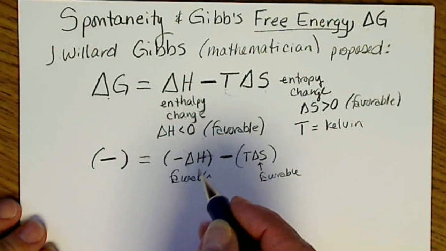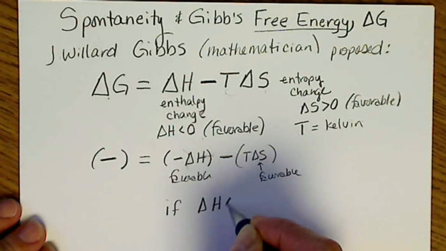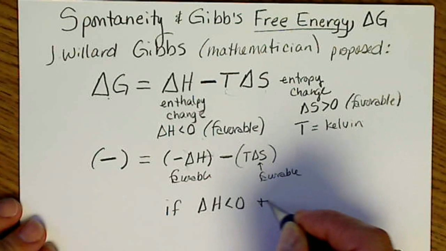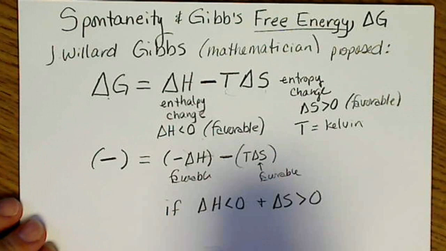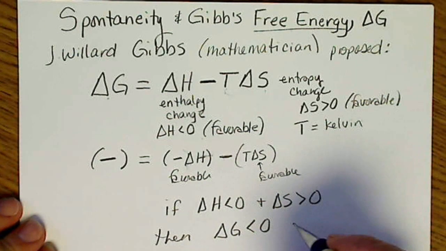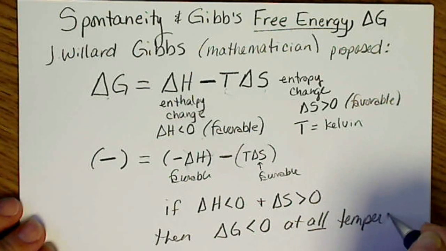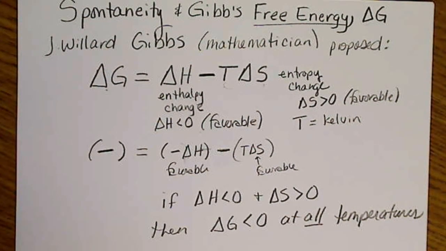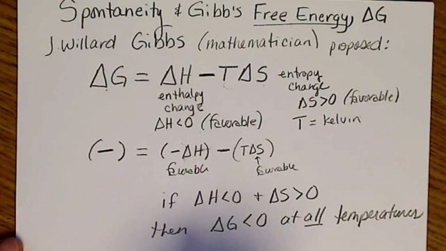So when that's the case, if delta H is less than 0 or negative, and delta S, or the entropy change, is greater than 0, then delta G will always be a negative number at all temperatures. So we don't even really have to do a calculation to see if our reaction would be spontaneous. So a negative sign for delta G is also favorable.